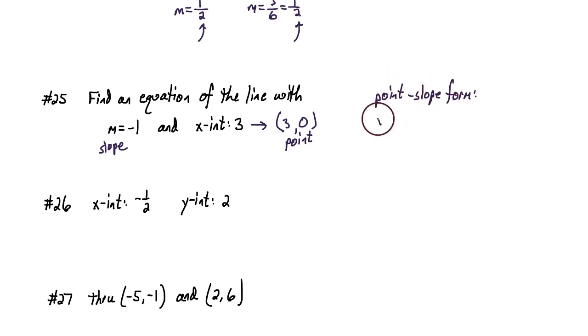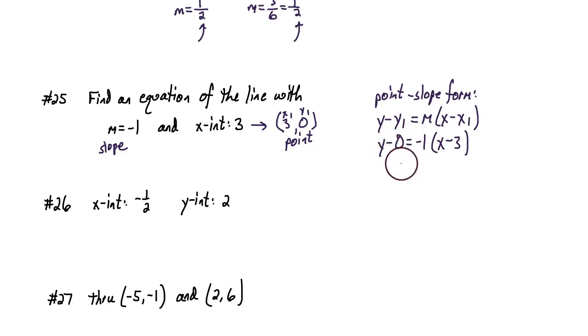The formula is y minus y1 equals m times x minus x1. The x1 and the y1 come from our point. That's the x1, that's the y1. Let's make our substitutions. Y minus 0 equals, for m, fill in -1, and then x minus 3. This is an equation. We could leave it like this, or we could work on it a little bit.